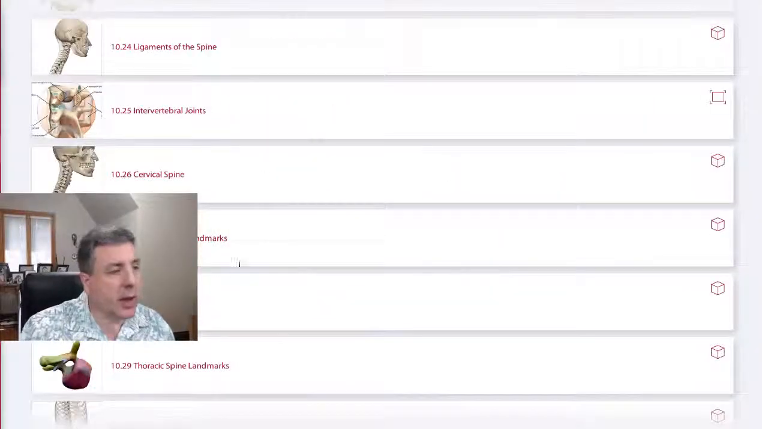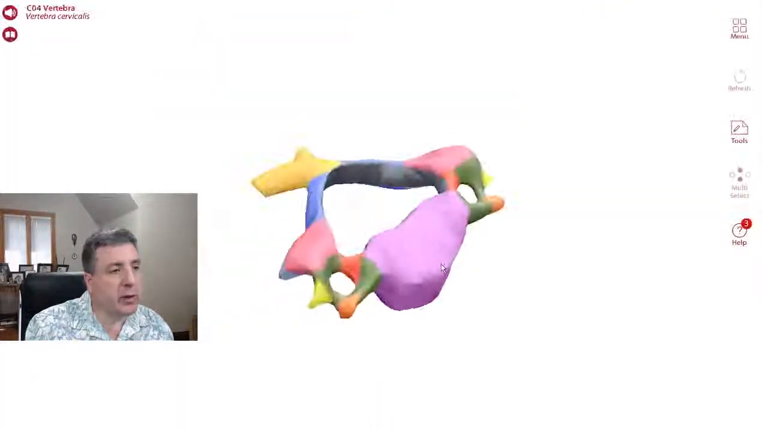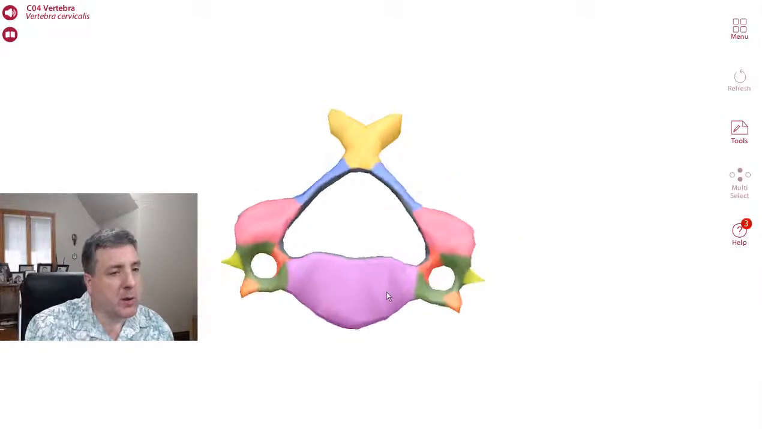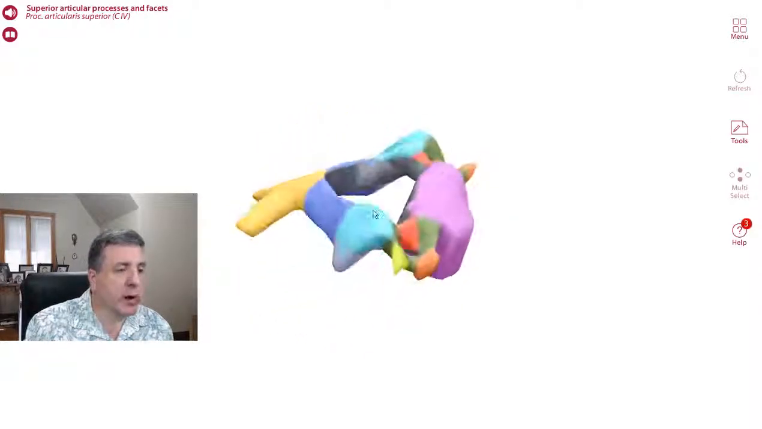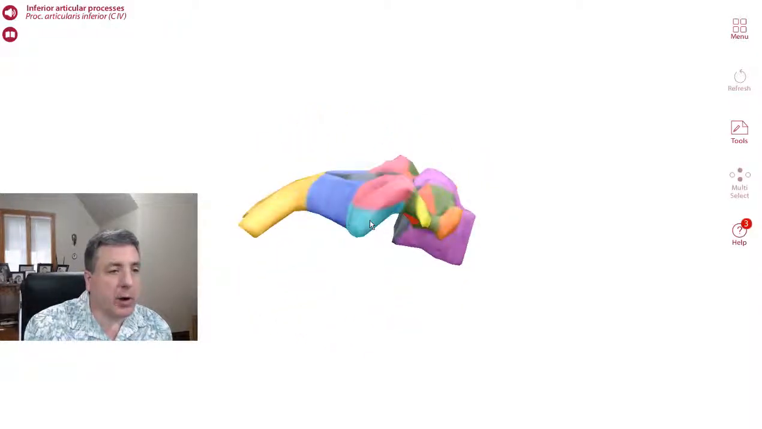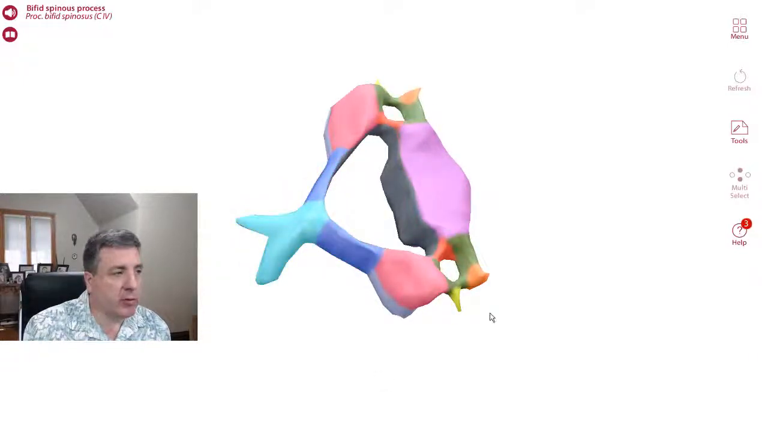So let's look at some more of the cervical spine specifically. I think we just pointed these out. Okay, so this is the body. That's going to be the transverse process, transverse foramen. We have your superior articular process, inferior articular process. That's going to be the lamina, and the bifid spinous process, vertebral foramen.